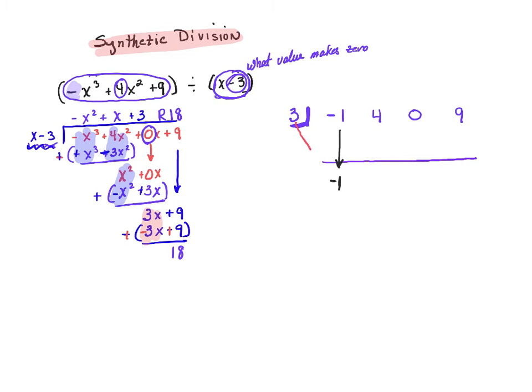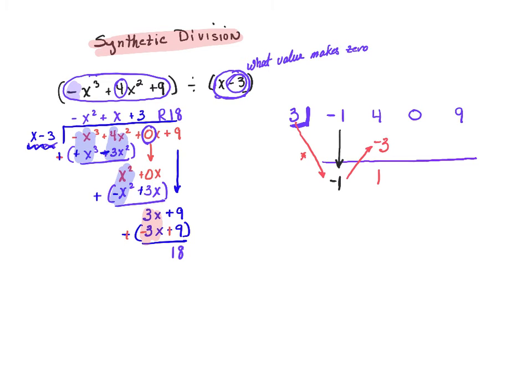Then you're going to multiply the number in the box, in this case 3, so we're doing a multiplication there. 3 times negative 1 is negative 3, and you put that answer under the next coefficient. So negative 3 goes under here, and then you just have to add those two together. 4 minus 3, that's 1.